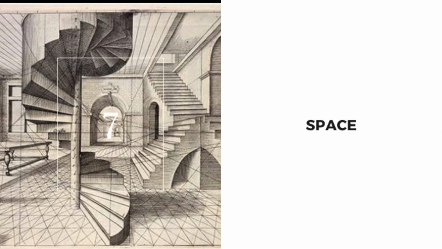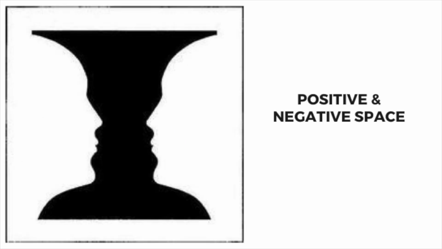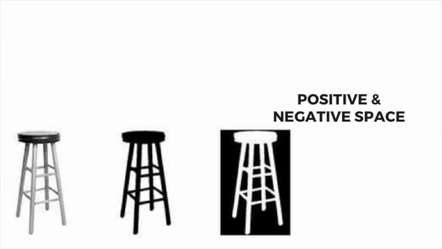And our last element of art is space. Now, space is really going to help you to think of your artwork as a whole and how the different pieces and parts work together. So things like middle ground, background, and foreground. You also have positive and negative space, so how objects interact and how far you can see through, past, and beyond them.